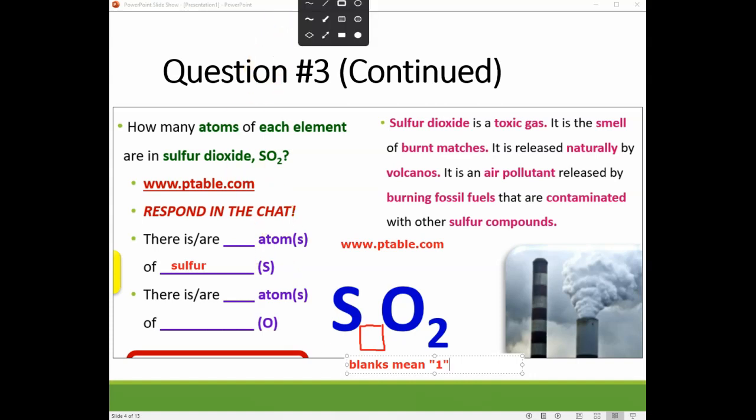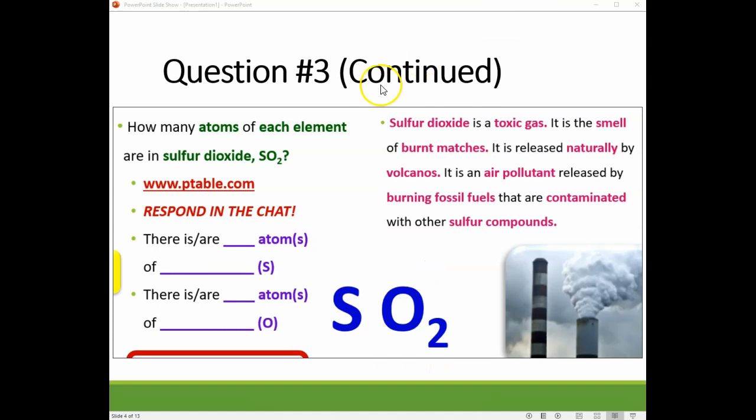So in this case, there is 1 atom of sulfur here. And for O, remember if we were to look at ptable.com, we would know that that is oxygen, just a single capital O is oxygen. And taking a look at its subscript right after it, that is a 2, and that 2 means that there are 2 atoms of oxygen. So you should at this point be able to do question number 3. Please pause the video, continue playing when you're ready.